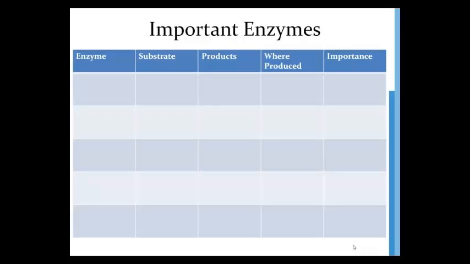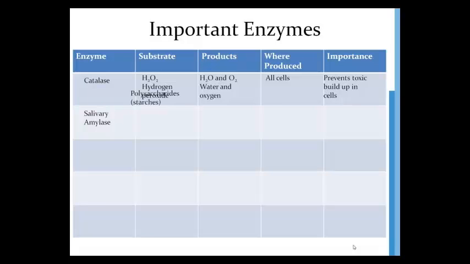So in summary, catalase works on hydrogen peroxide to produce water and oxygen. It is produced in all cells, and its importance is that it helps prevent a toxic buildup in cells by breaking down that peroxide.